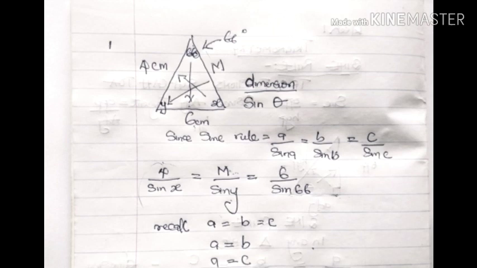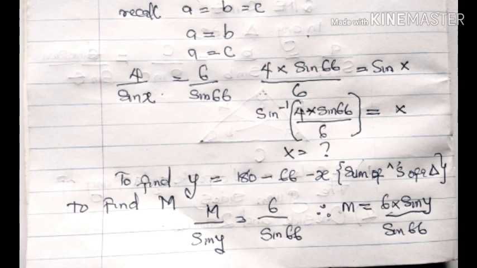Since the sine rule says that a over sine A is equal to b over sine B is equal to c over sine C, therefore we have 4 over sine x is equal to m over sine y is equal to 6 over sine 66. Recall that when we have an equation where a is equal to b is equal to c, we state it as a broken down equation where we have a is equal to b and a is equal to c.